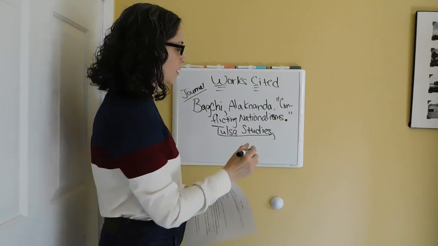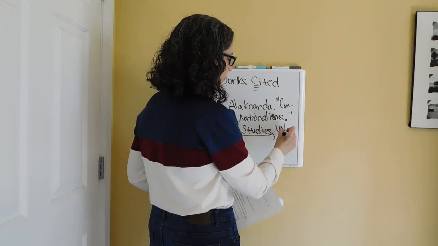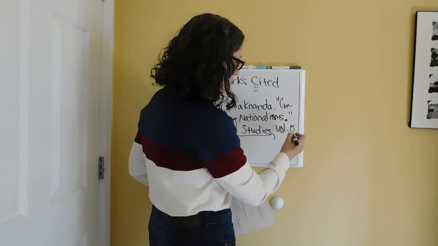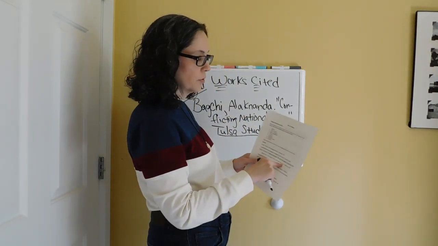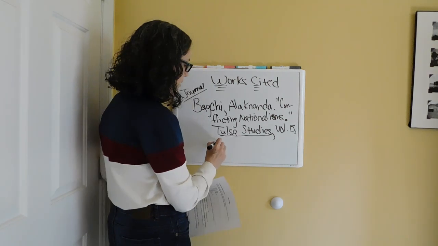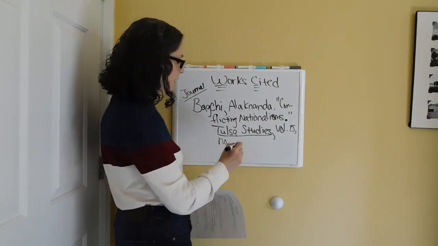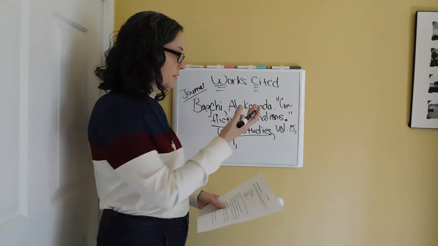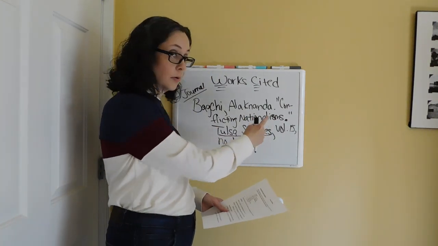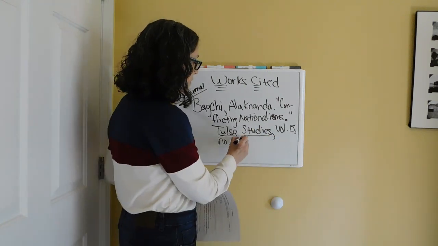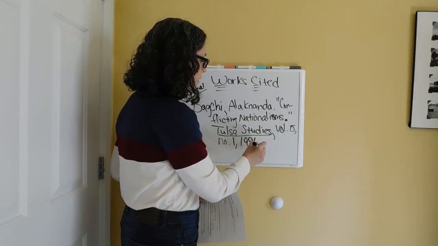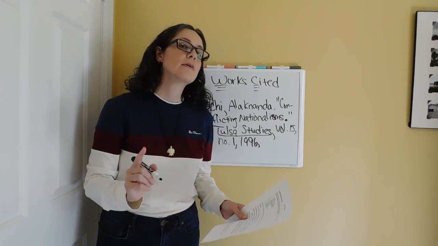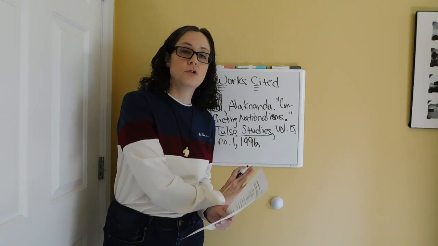So you say VOL period for volume. The volume number in this case is 15. Comma. The issue number, you're going to use NO for number. So this is issue number 1 in this case. Comma. Now you need the year that this issue of this volume was published. So it's 1996, in this case, comma. And then finally, the page numbers where this article can be found in this journal.